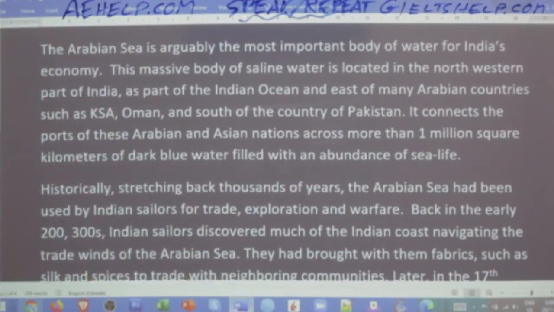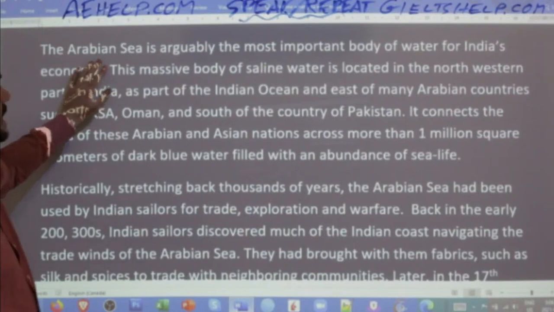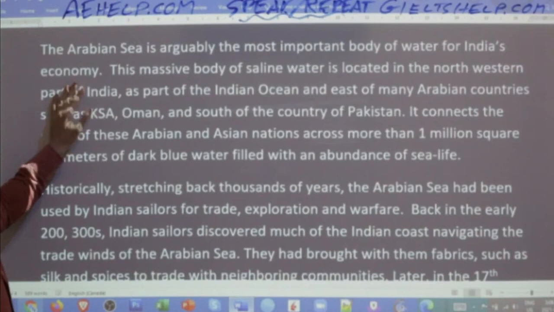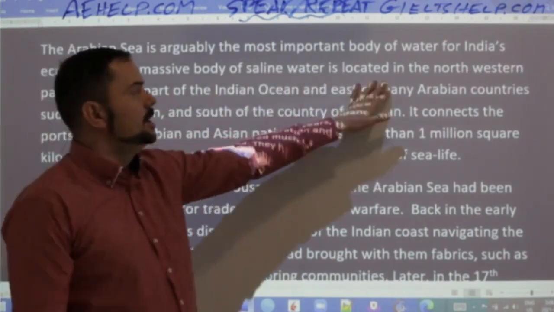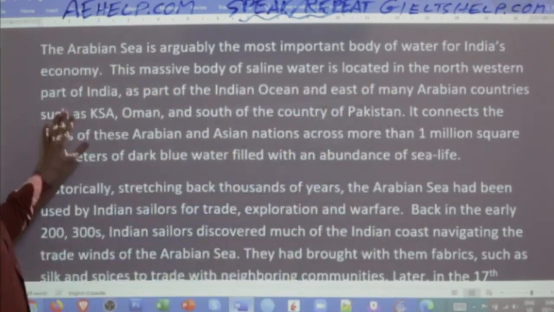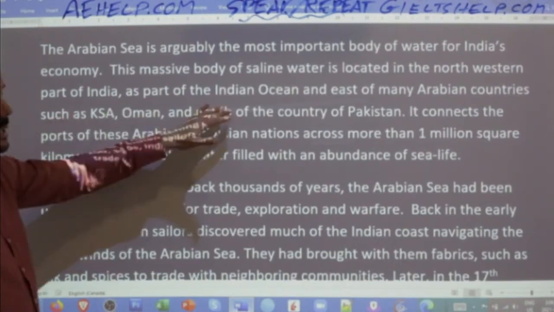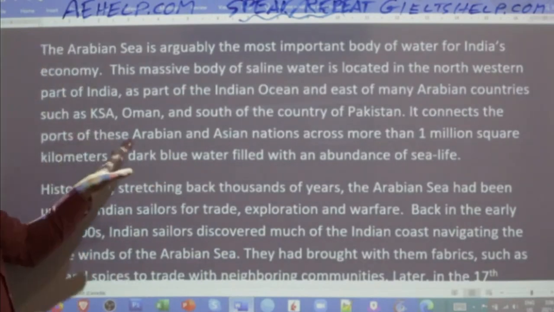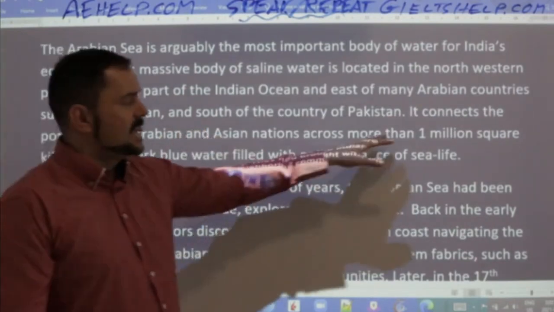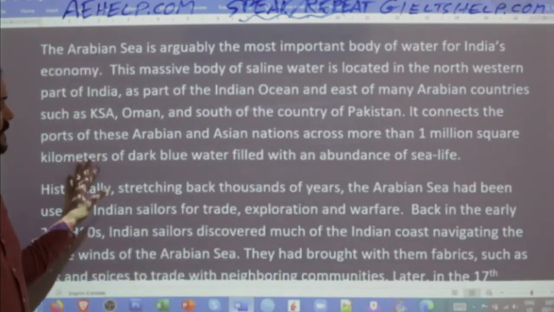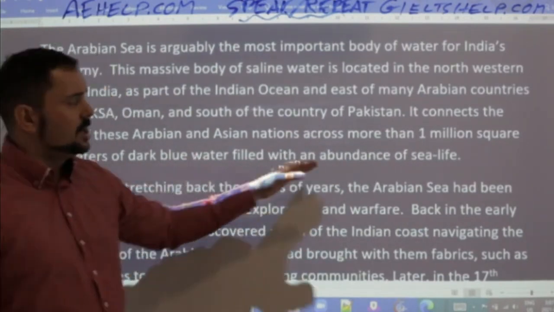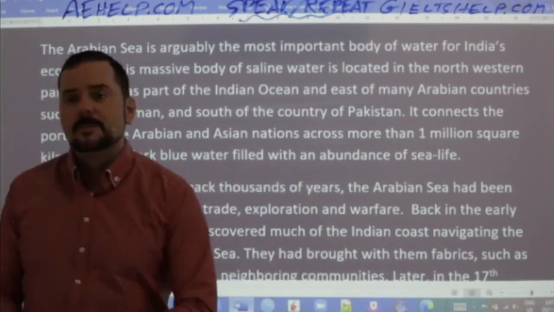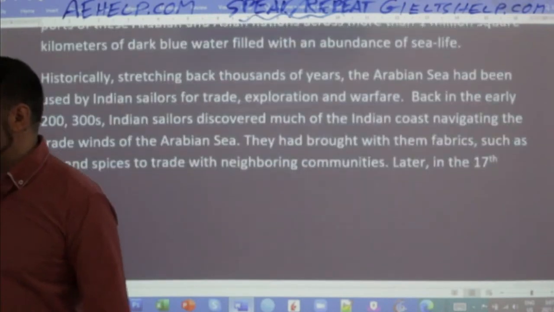All right. So the Arabian Sea is arguably the most important body of water for India's economy. This massive body of saline water is located in the northwestern part of India as part of the Indian Ocean and east of many Arabian countries such as KSA, Oman, and south of the country of Pakistan. It connects the ports of these Arabian and Asian nations across more than a million square kilometers of dark blue water filled with an abundance of sea life.